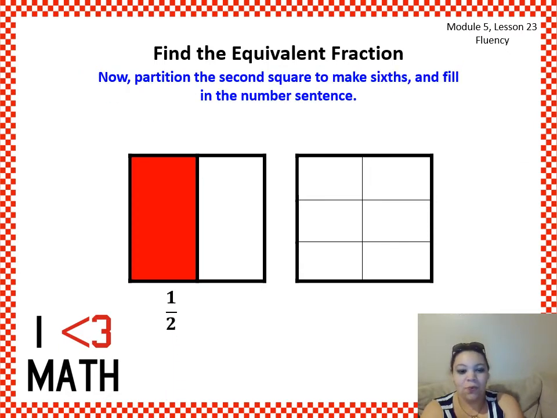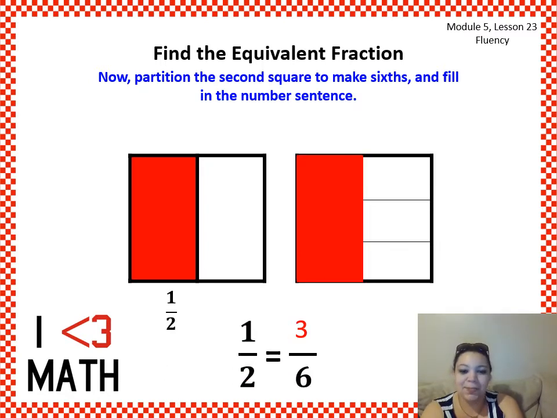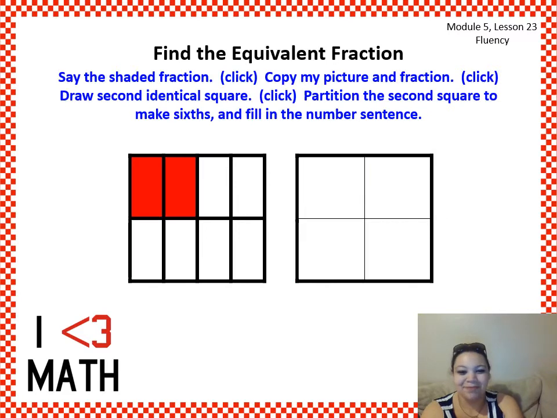All right. What about for 1/2 here? How many sixths would need to be shaded in order to show us 1/2? 3/6. 3/6 is absolutely correct. Let's keep going.